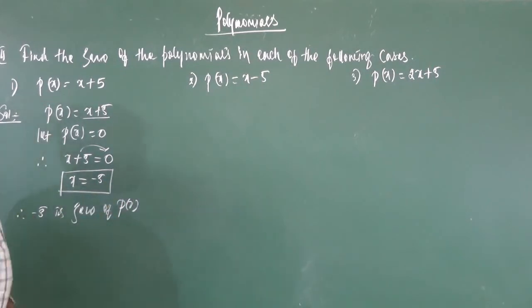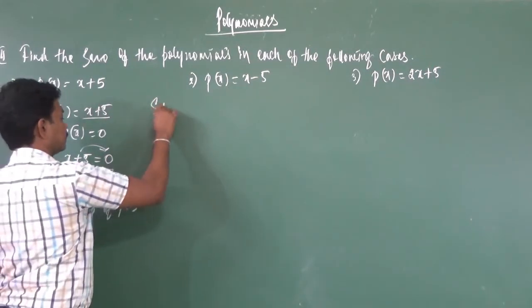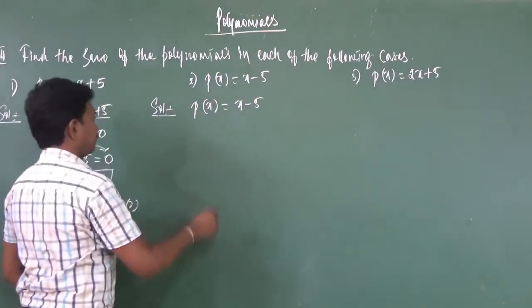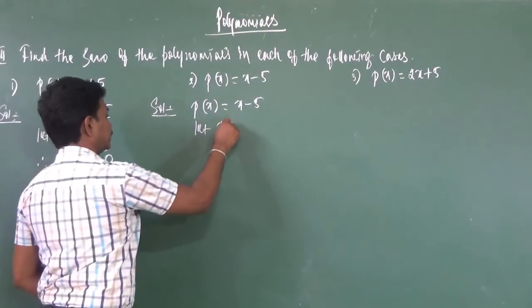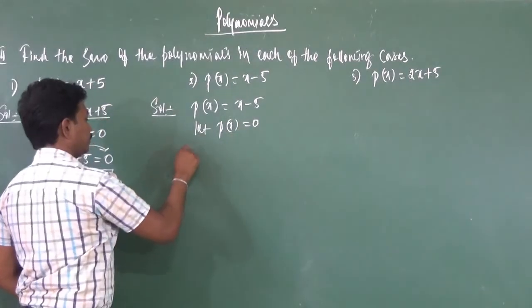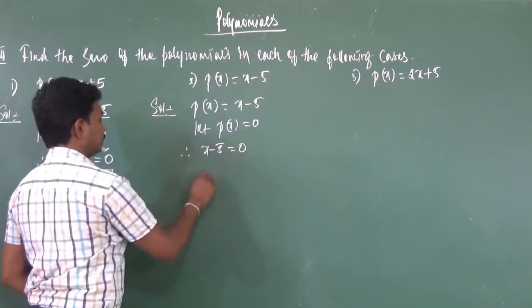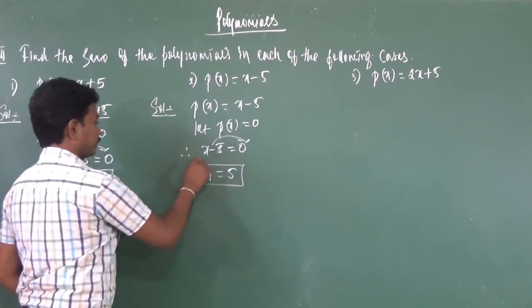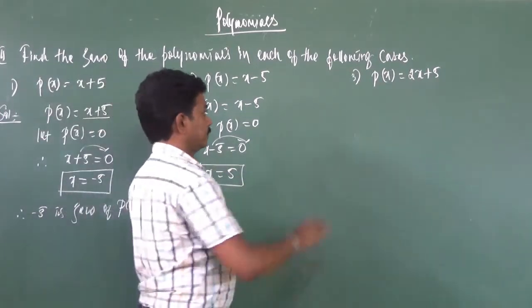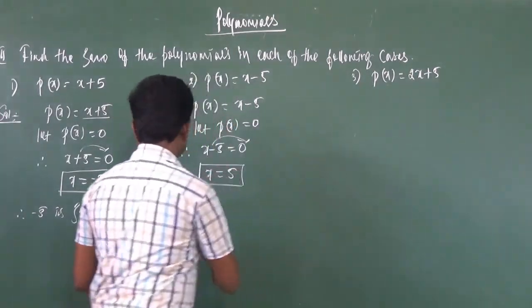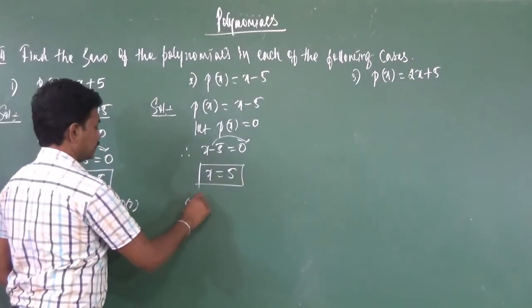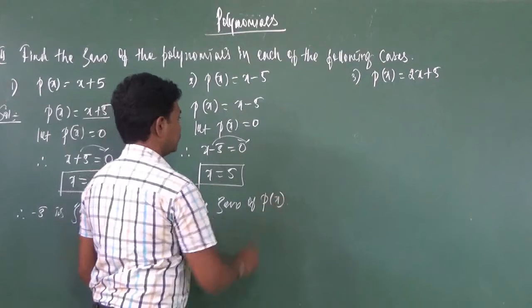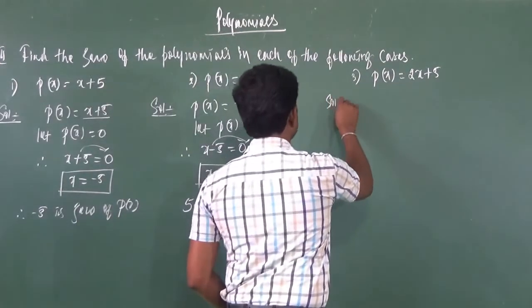Very simple. We'll do this. So P of x is equal to x minus 5. So let P of x is equal to 0. Therefore, x minus 5 is equal to 0. X is equal to, minus 5 gets transposed, it is 5. Simple. So I have to write the statement. So 5 is 0 of P of x.